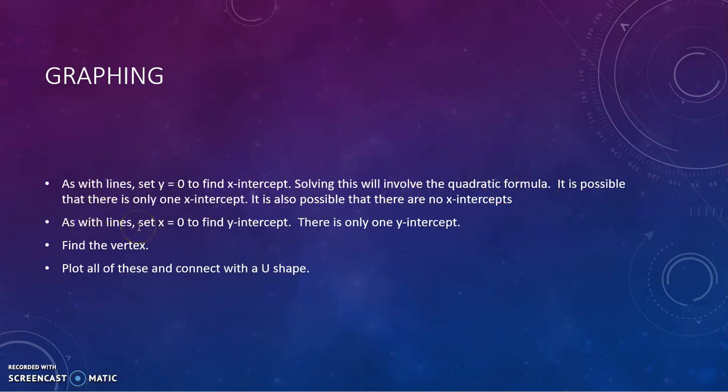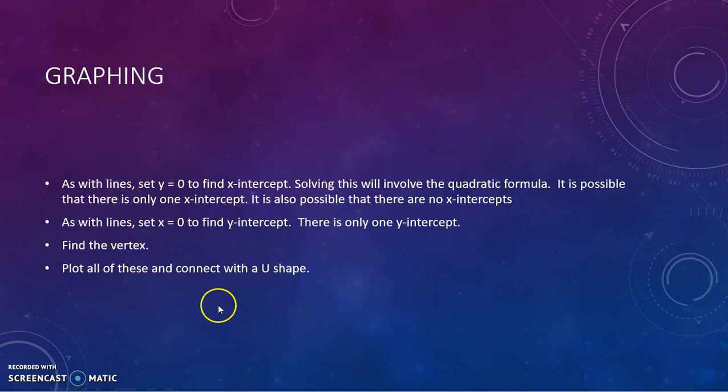As with lines, you set x equal to 0 to figure out your y-intercept. Now, there will always be one y-intercept. And then, with the previous instructions, you find the vertex. And then you plot all of these points. You know, there may or may not be x-intercepts, but there's definitely going to be a y-intercept. There's definitely going to be a vertex.